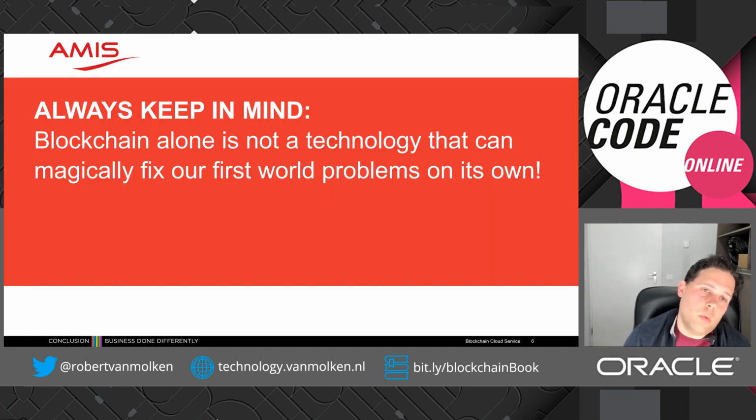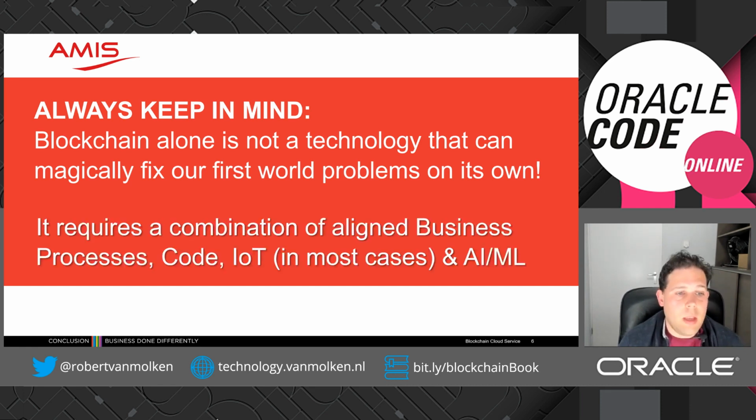But one thing you always need to keep in mind is that blockchain alone is not a technology that can magically fix our first world problems on its own. It requires a combination of aligned business processes. That's where we need to start. We need to form a consortium, or we already have that consortium, because maybe we already have a B2B digital solution that we might want to replace. But it needs business processes. So what are our business transactions? What are our business documents?